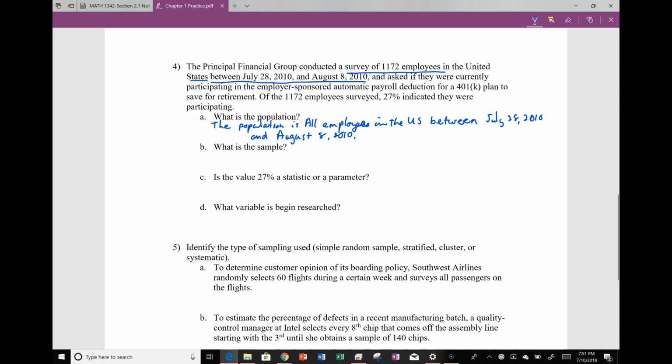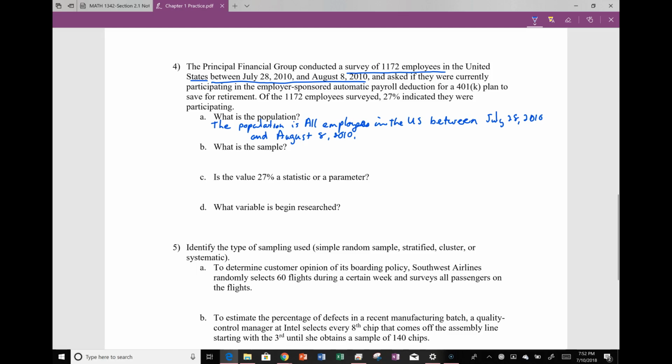First of all, our population is always going to have that terminology, all. Then I want to be very specific. We're talking about employees in the United States. So if you're over in China or Germany or Africa, you would not have been considered part of the survey, and you would not have ever been solicited to answer this survey. Therefore, only employees in the United States.